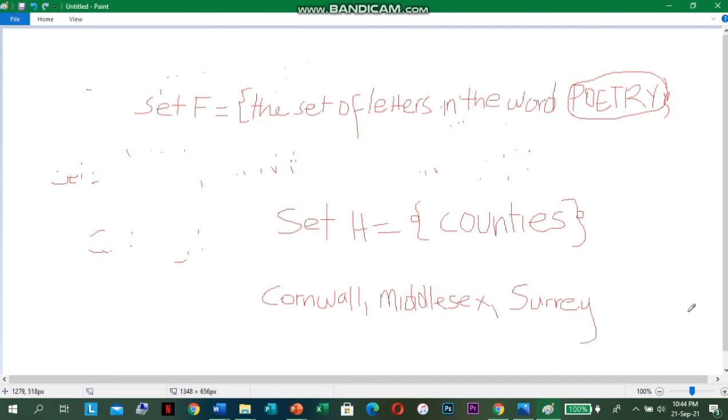So set H is equal to a set of counties in Jamaica. Therefore, this set would be a finite set because it can be counted. It is named, it is specific, it is definite. We have 3 counties in Jamaica: Cornwall, Middlesex, and Surrey. We count them: 1, 2, 3. So it is a finite set. The set of counties in Jamaica is a finite set.